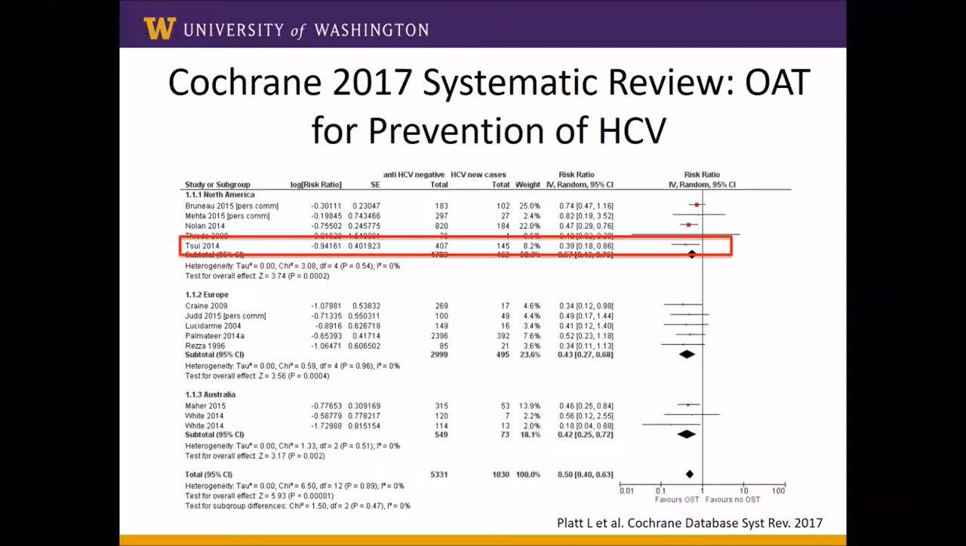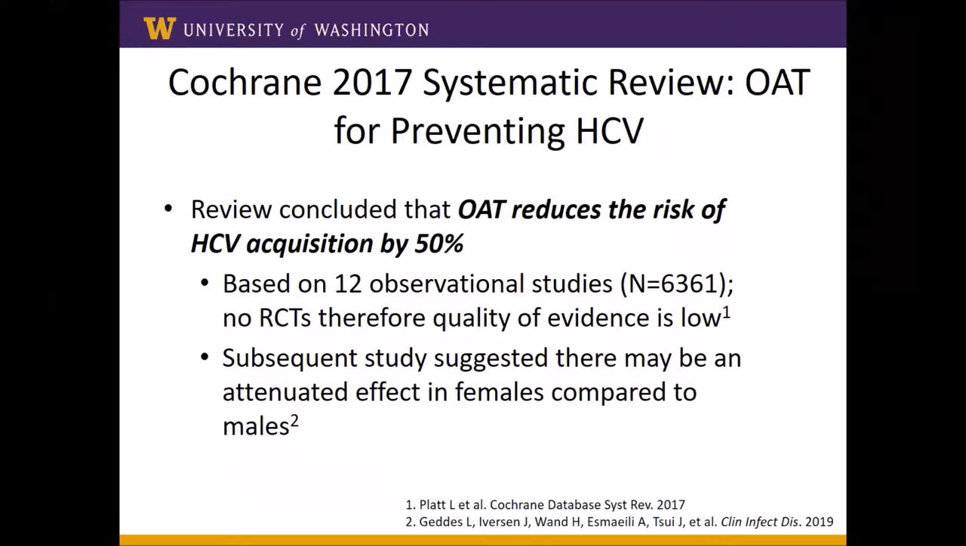In 2017, Cochrane published a systematic review of studies that looked at the effects of opioid agonist therapy on hepatitis C incidence that included our study with 11 other studies from North America, Europe, and Australia. And as you can see, all the studies had strikingly similar findings demonstrating benefits in reducing incidence of hepatitis C over time. That review concluded that OAT reduces the risk of hepatitis C acquisition by 50%. However, this was based on 12 observational studies, not randomized controlled trials. Therefore, they did say that the quality of the evidence was still low. We published a subsequent study that suggested there might actually be an attenuated effect in females compared to males.